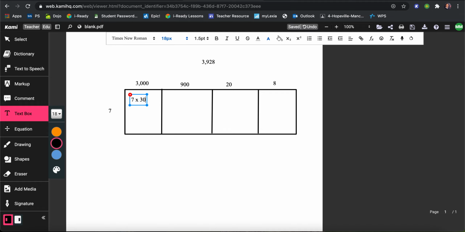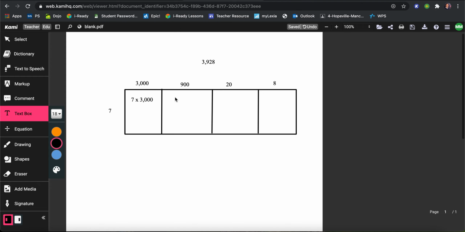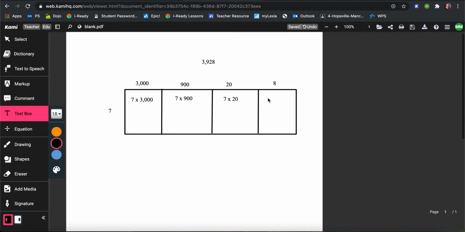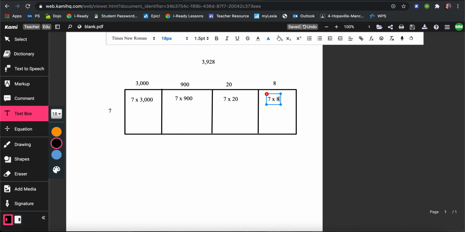7 times 3,000, 7 times 900, 7 times 20, and then 7 times 8. This is why it's important we practice those math facts every day like Mr. Mancini says. The next rule we have is our eliminating zeros when multiplying. We've been going over this in class, and remember, if you are multiplying by a number that ends in zeros, you could strike through those zeros and add them to the end of your product.